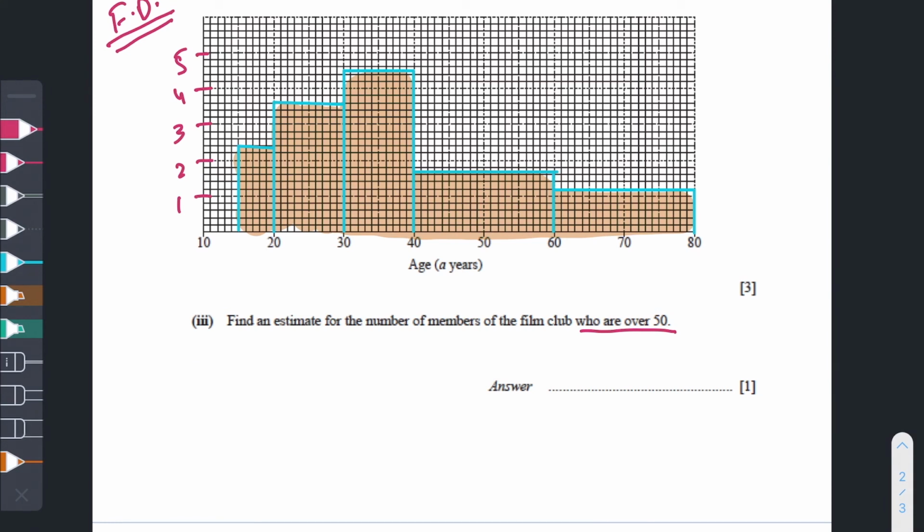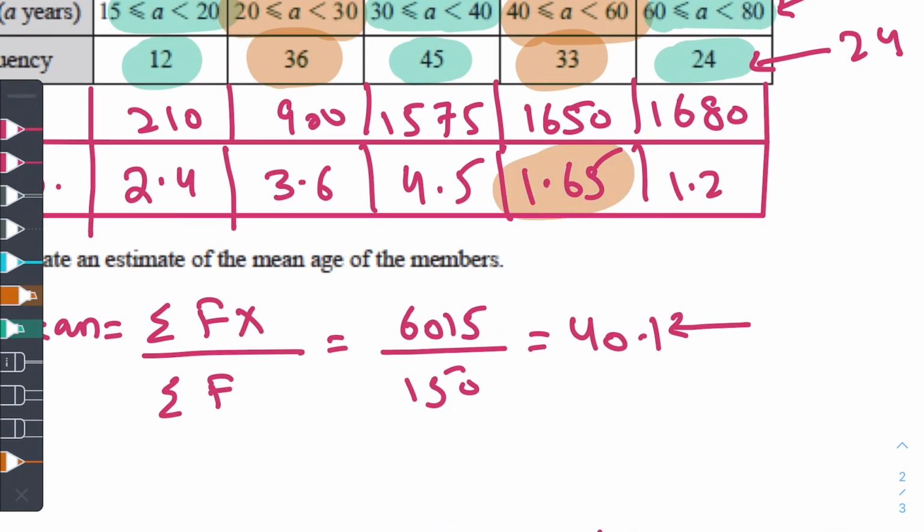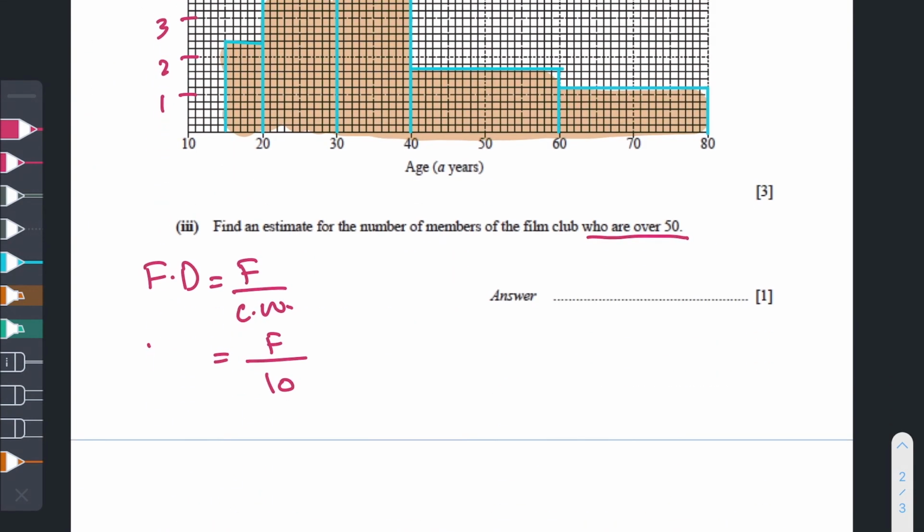In order to find the value between 50 and 60, all you have to do is, first of all, the frequency density is equal to frequency divided by the class width. The class width in this case is going to be 10 because it's from 50 to 60 and not from 40 to 60. We need to find the frequency, and the frequency density given to us for this particular column is 1.65. So you multiply 1.65, the frequency density, with the class width, and you will get the frequency, which is 10 times 1.65. This gives us 16.5. Now 16.5 people on average are between 50 and 60.